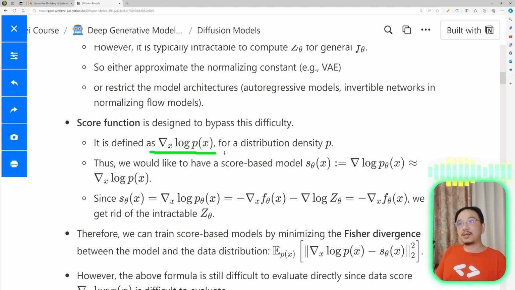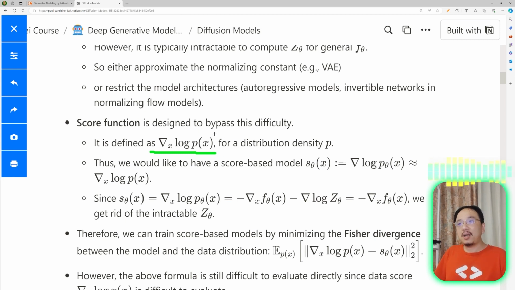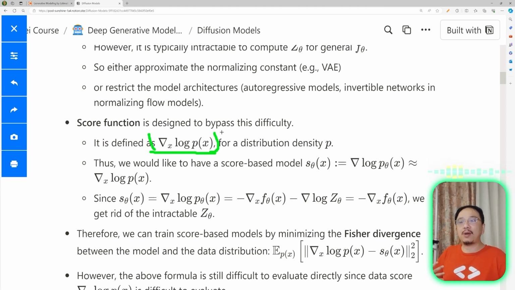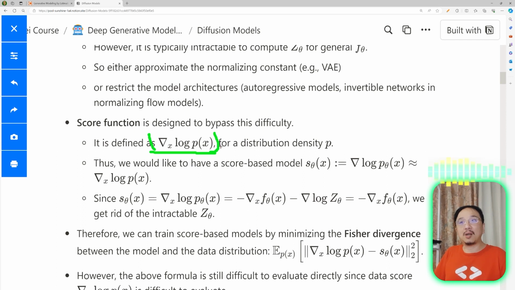The basic idea is in the spirit of the fundamental theorem of calculus. That is, if we know the derivative, then we know what the antiderivative is, and vice versa. So this one is the derivative, and if we understand what the derivative is, we should have enough knowledge of what the antiderivative is. The antiderivative is the log p.